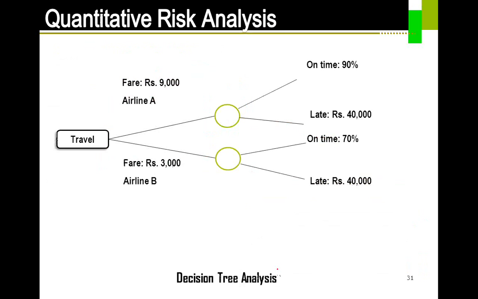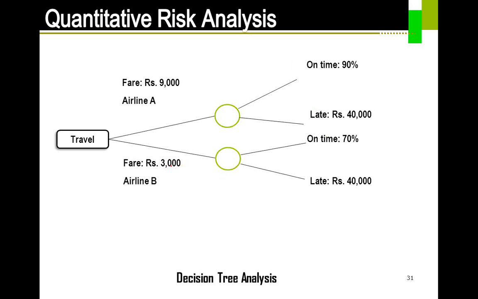To quickly take you through, there is one more thing called quantitative risk analysis. I'm not going to spend much time here because I need to spend a lot of time on the risk responses. So you have an option to take 2 aeroplanes. One costs you around 9,000 rupees, and on-time probability is 90%. If you are late to that particular city, say you are going from Bangalore to Pune, you end up losing around 40,000.